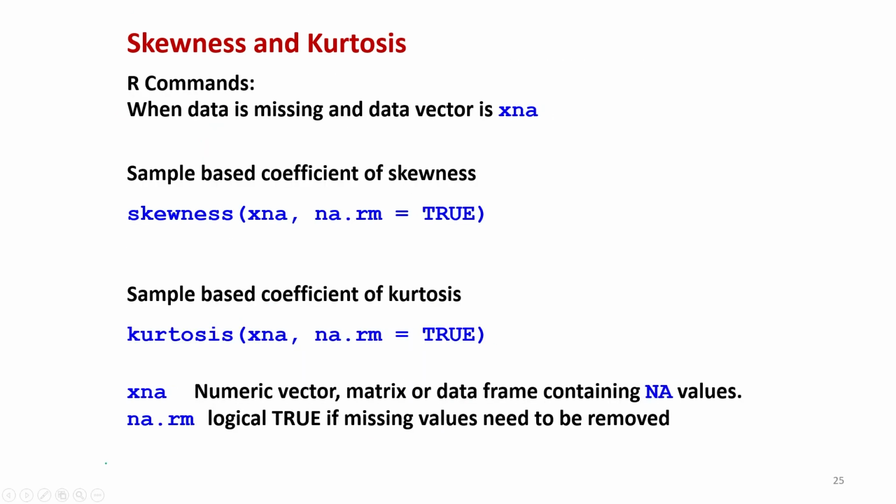So, now similarly, if your data has some missing values, then the data can be stored, suppose, in the data vector xna, and if you want to compute your coefficient of skewness based on this, then you have to use the command skewness with the data vector xna, and you have to use the option na.rm equal to TRUE. And similarly, if you want to compute the coefficient of kurtosis, then you have to use the command kurtosis with xna and with the option na.rm equal to TRUE.